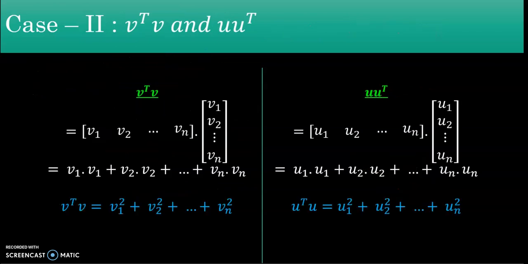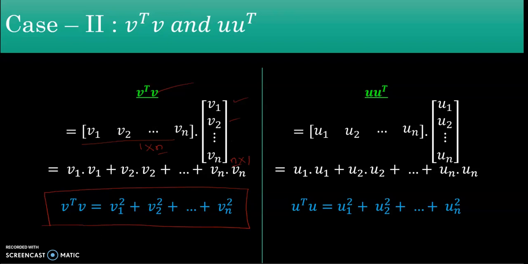Similarly, for case 2, v is our column vector. We have taken its transpose and multiplied it with its original format. Here, as you can see, the size of this vector is 1 cross n, and the size of this vector is n cross 1. The column of this vector matches the row dimension of this vector, so multiplication is possible. The final result is v transpose v equals v1 square plus v2 square plus up to vn square.